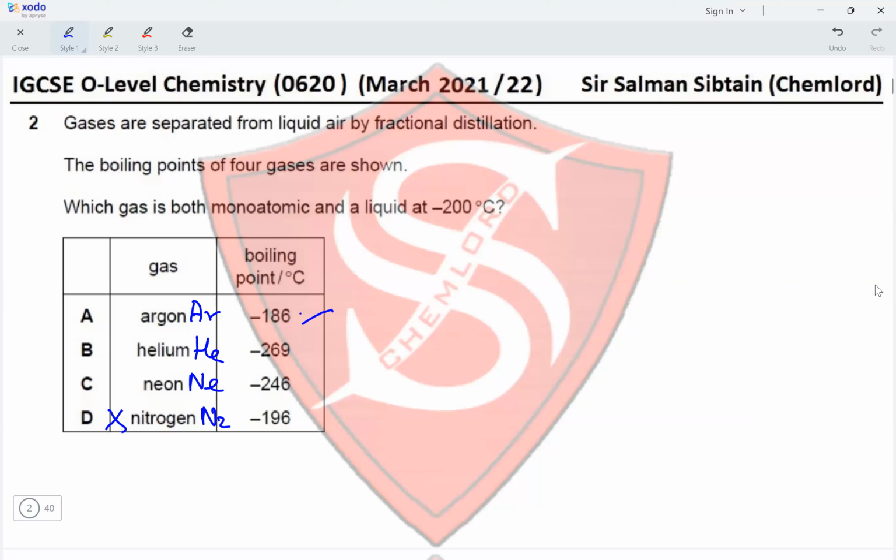We've got helium at minus 269, which is lesser than minus 200, which means it turns to gas at minus 269. So it would be gas at minus 200 as well. So this is incorrect. And the same thing applies to neon because if it is a gas at minus 246, it would be a gas at minus 200. Only argon would be a liquid at minus 200 degrees Celsius because it turns to gas at minus 186 degrees Celsius. Therefore, option A is the correct option for this question.